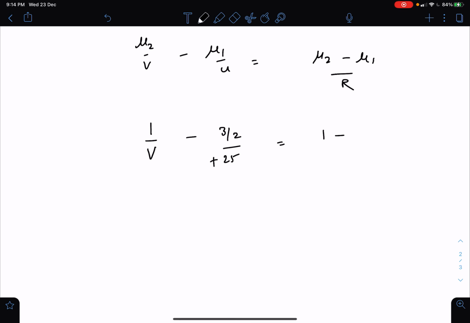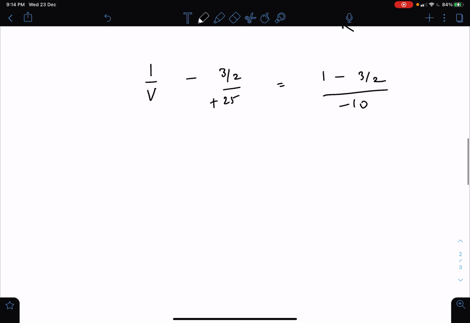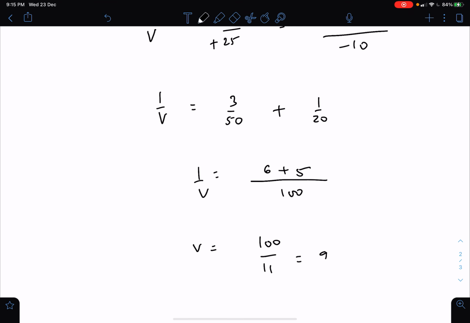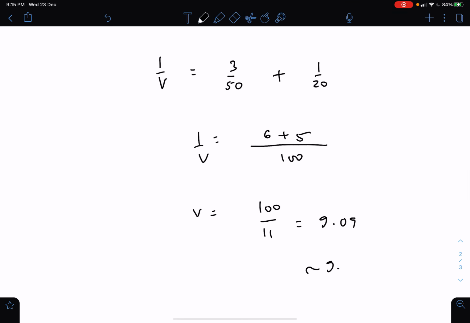Mu2 is 1, mu1 is 3 by 2, radius is 10, but this time with a negative sign because of the sign convention. So 1 by v is equal to 3 by 50 plus 1 by 20. So let's do some calculation here. This is over 100. So 50 into 2 means this will be 6 and this will be 5, giving 11 by 100 for 1 by v. So v will come out to be 100 by 11. If you calculate how much is this 100 by 11, you'll get 9.09. If you want to round it off, you can keep it as 9.1.